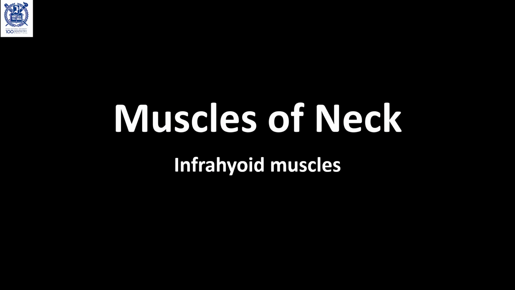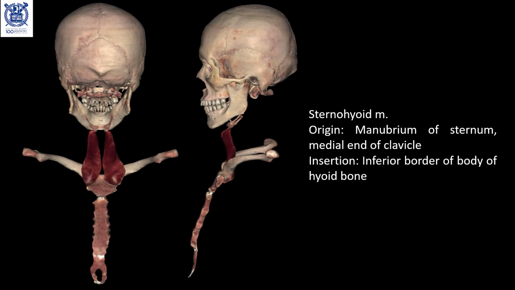The next is the infrahyoid muscle groups. Sternohyoid muscle. This muscle is one of the paired strap muscles. It arises from the posterior border of the medial end of the clavicle, the posterior sternoclavicular ligament, and the upper and posterior part of the manubrium sterni. Passing upward and medially, it is inserted by short tendinous fibers into the inferior border of the body of the hyoid bone. It runs lateral to the trachea.